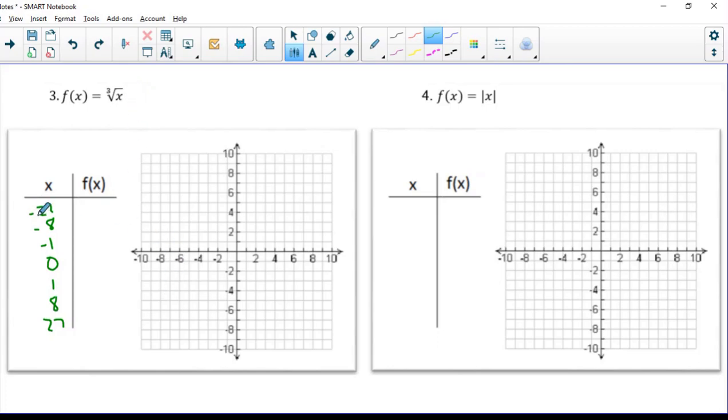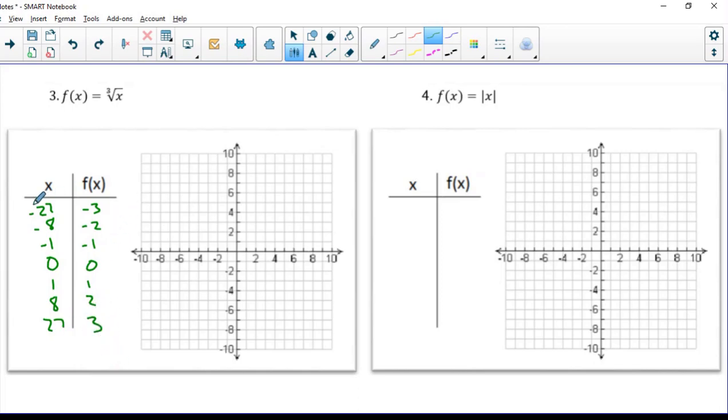All right, so first of all, the cube root of negative 27 gives me negative 3. Right, it's not positive, it's negative. For negative 8, if I cube root that, that's going to give me negative 2. Negative 1 gives me negative 1. The cube root of 0 is 0. And then kind of the same thing going the other direction. The cube root of 1 is just 1. Cube root of 8 is 2. And then 3. All right, so these can be my points.